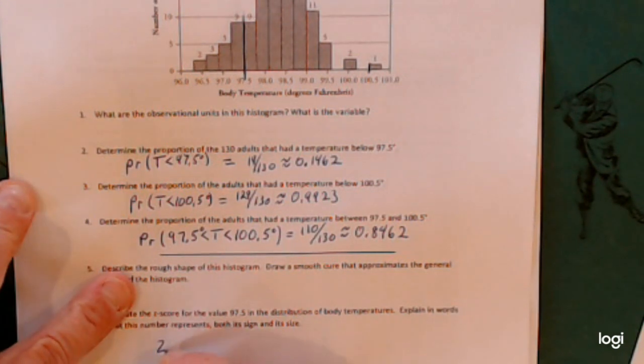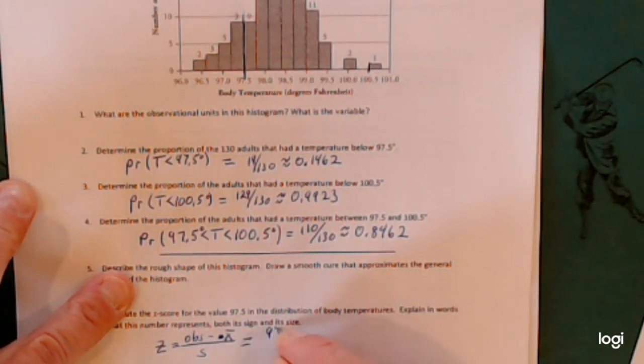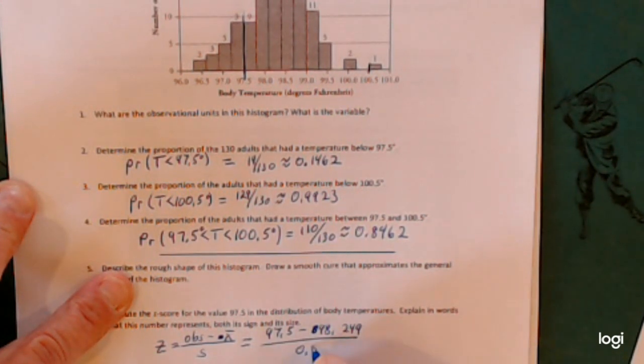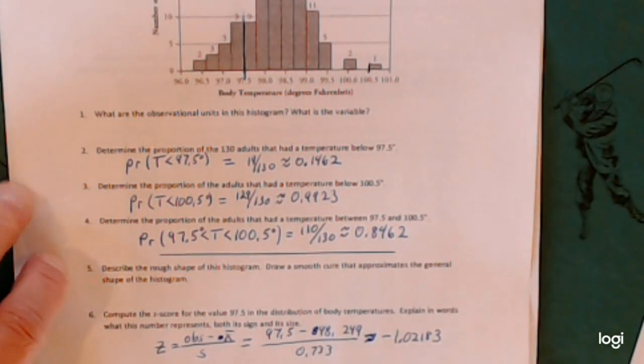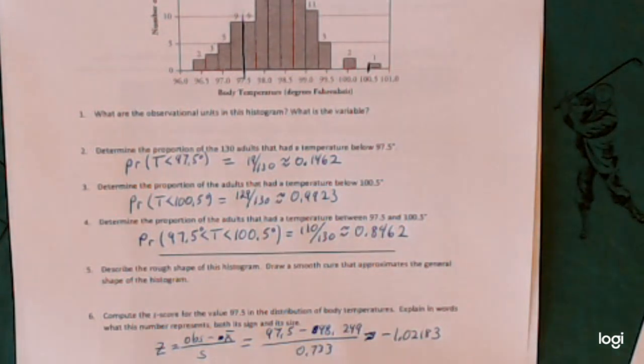So remember how we find a z-score? We do the observation minus the mean over the standard deviation. My observation is 97.5. My mean is 98.249. And my standard deviation is 0.733. My z-score ends up being about, because I'm rounding, negative 1.02183.